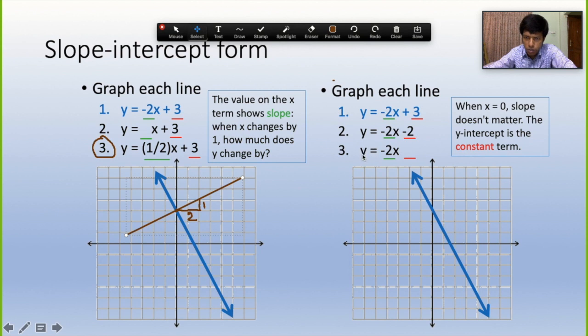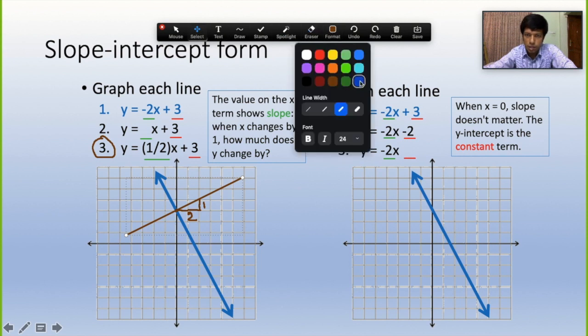Let's try this one, because there is nothing here in the constant term. How can I draw this? This one is just minus twice x. Nothing else is given. What is the y-intercept here? So nothing is given. So what is the y-intercept here?